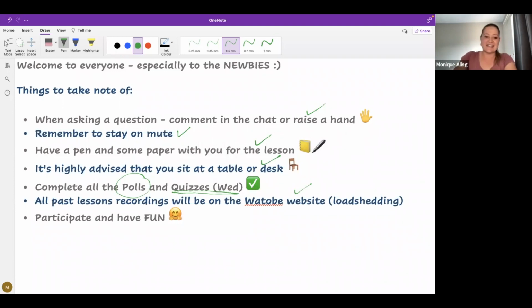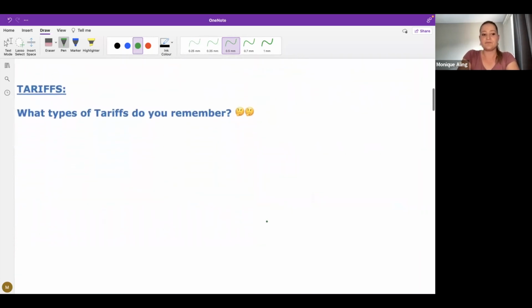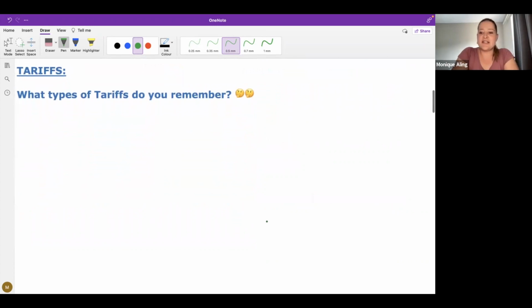Let's get started. I did see some of you have started tariffs in class today, and that's what we're going to be focusing on in this lesson. So the first thing with tariffs, it's not a new topic. You've done it in grade 10 and 11, and I just want to quickly check what you guys remember from tariffs. Does anyone want to tell me anything about tariffs that you remember?